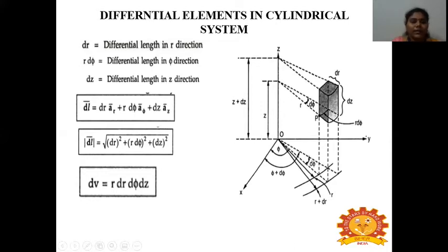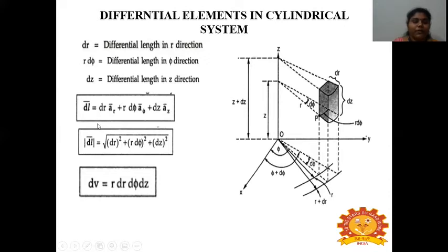So dr is called the differential length in the r direction, r d phi is the differential length in the phi direction, and dz is the differential length in the z direction. So the differential length from point P to point P dash is given by dl. So dl will be P dash minus P. The final equation obtained is dr into ar vector plus r into d phi into a phi vector plus dz into az vector.